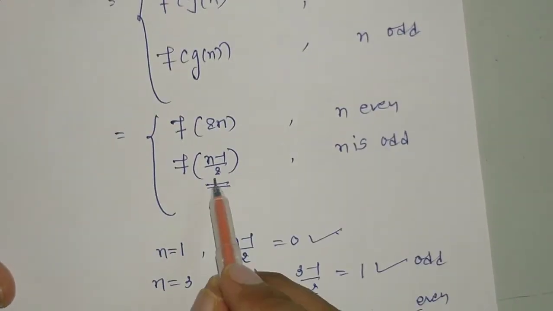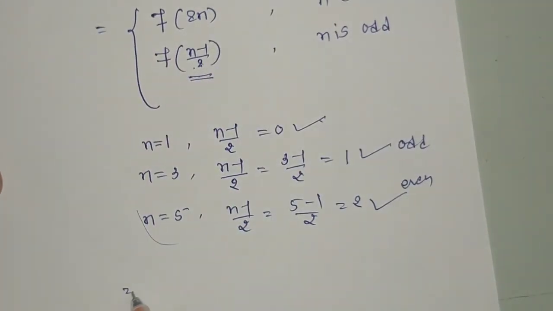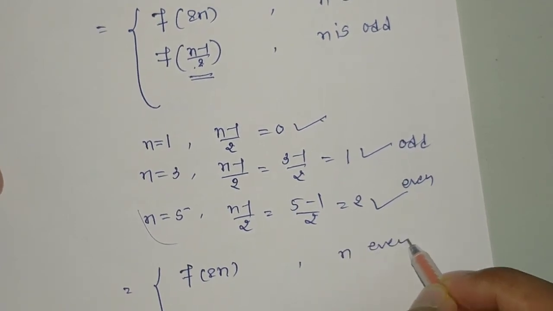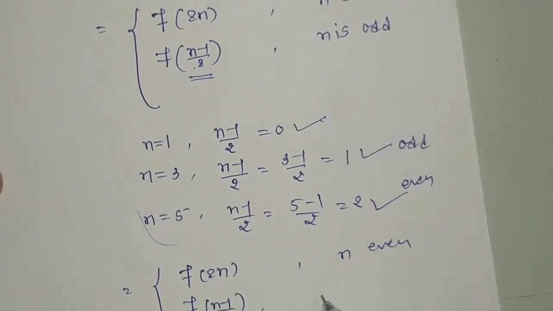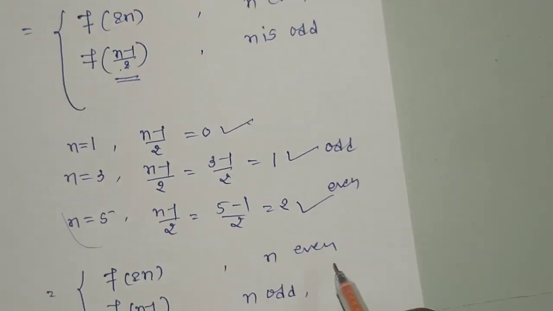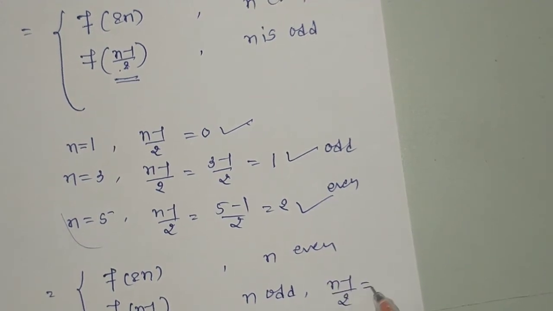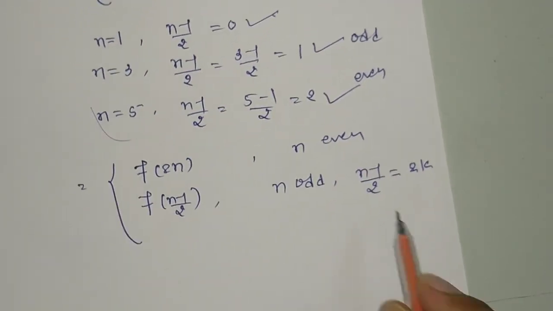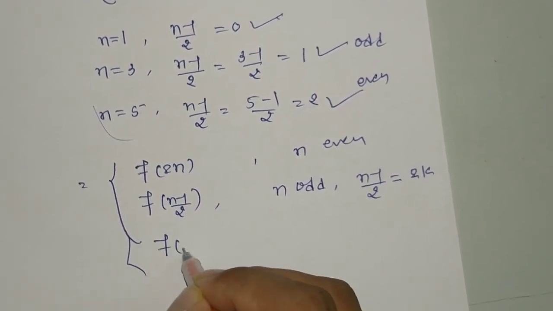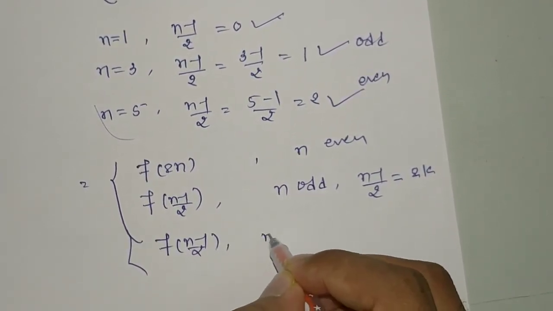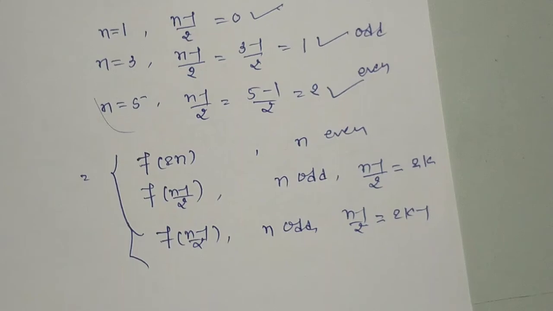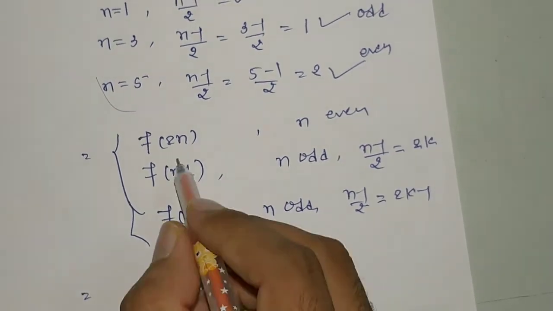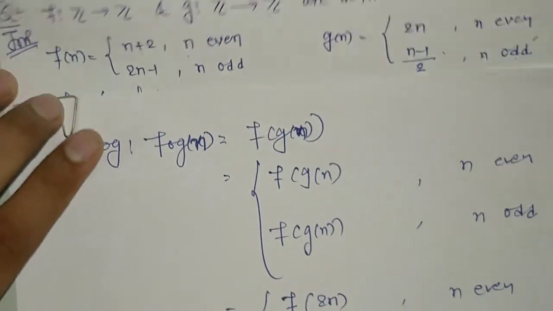Okay, so we are splitting this into another two parts. So we'll write f of 2n, n is even, f of n minus 1 by 2 when n is odd and n minus 1 by 2 is of the type 2k, when we'll get an even value, and also f of n minus 1 by 2 when n is odd and n minus 1 by 2 is of the type 2k minus 1. Okay, now just put the values as over here.